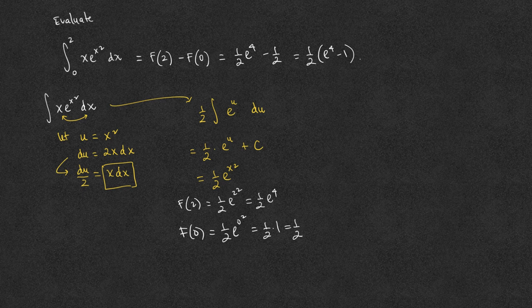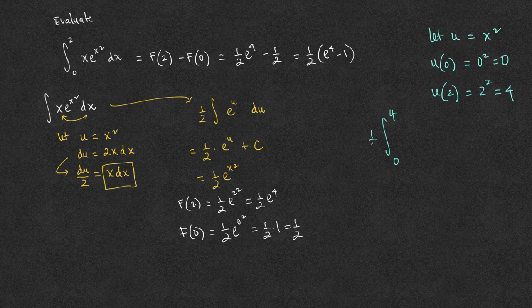Now, alternatively, we don't have to obtain the antiderivative in terms of x. We can just simply use the substitution for the new variable. If we were to let u be x squared, then for the lower limit of integration when x equals 0, u is 0 squared, which is 0. And for the upper limit of integration when x is 2, u is now 2 squared, which is 4. And so we can just simply rewrite the given integral as 0 to 4.